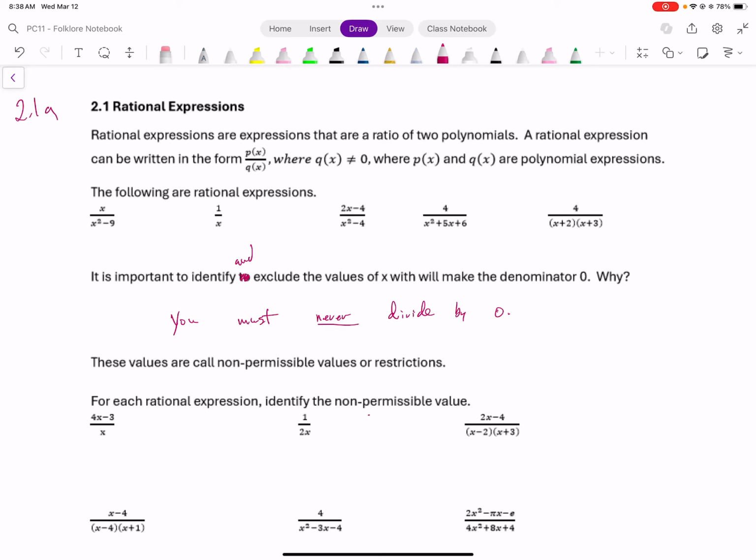So we'll be looking at rational expressions. It's important to understand that rational expressions have some restrictions along with them. But a rational expression is just the ratio of two polynomials. It can be written in the form of p(x) over q(x), where p(x) and q(x) are polynomials. But really importantly, q(x) must not be equal to 0.